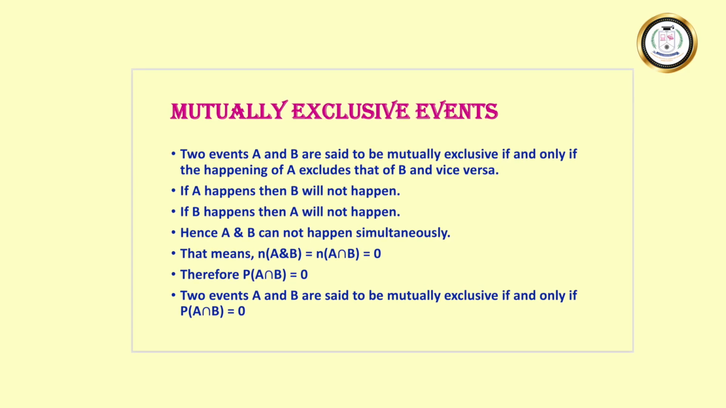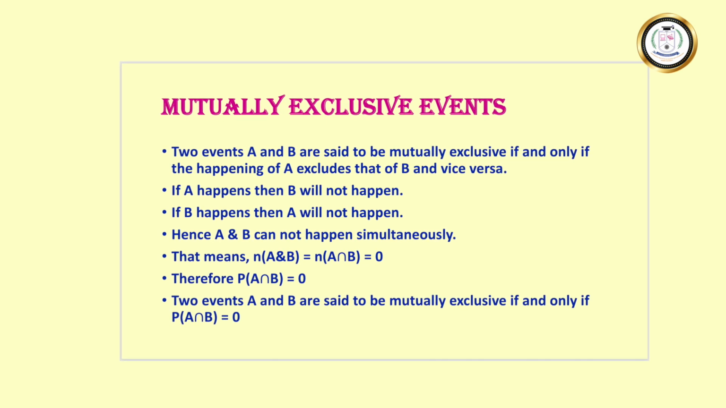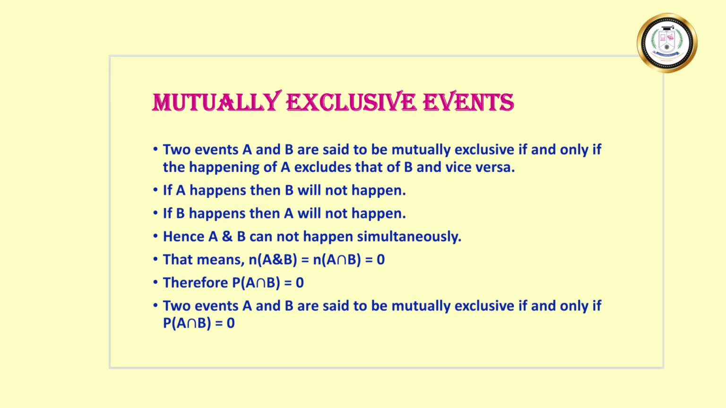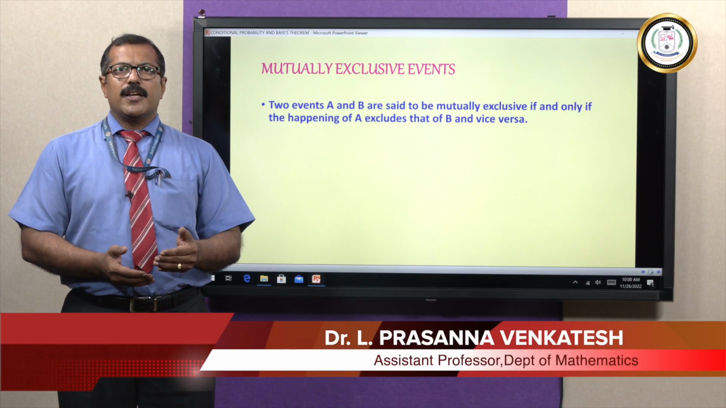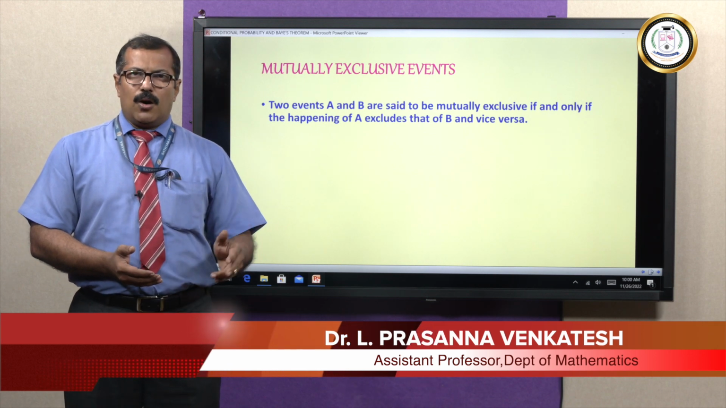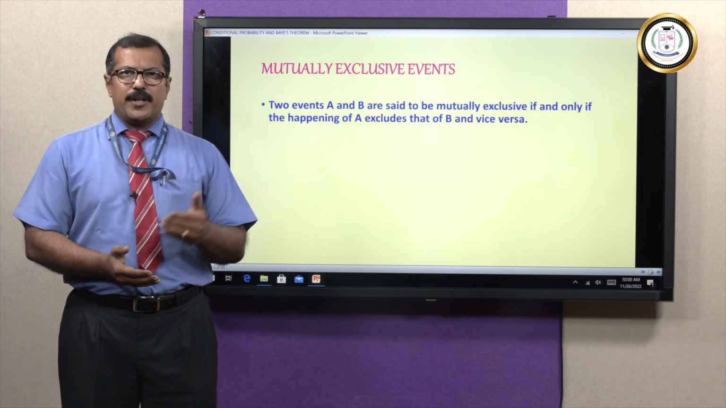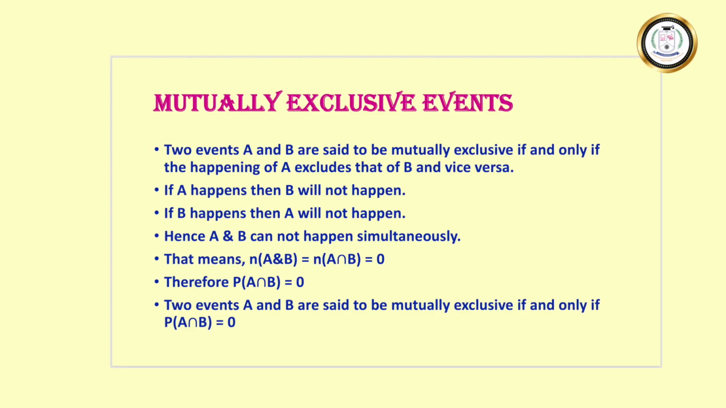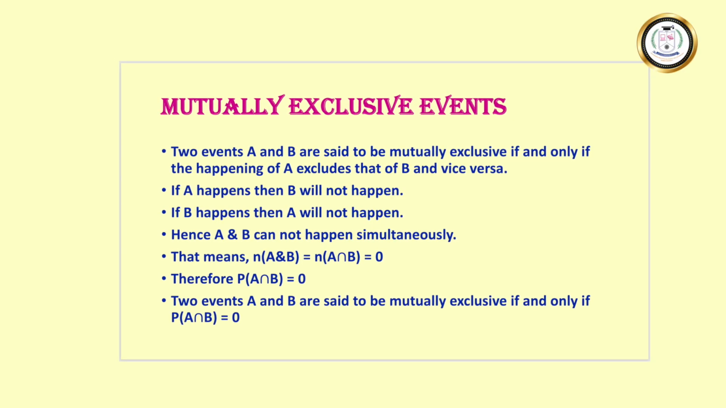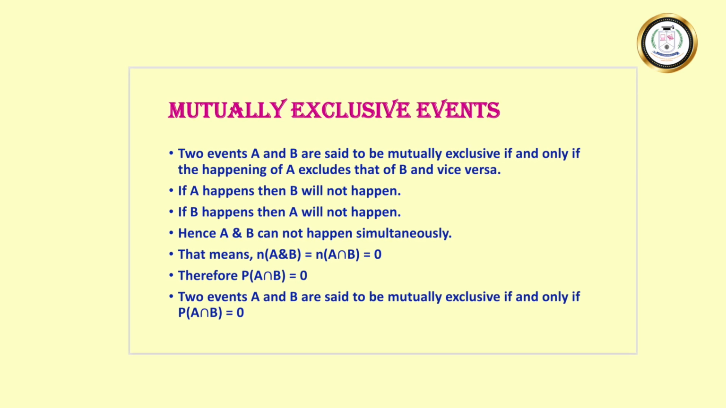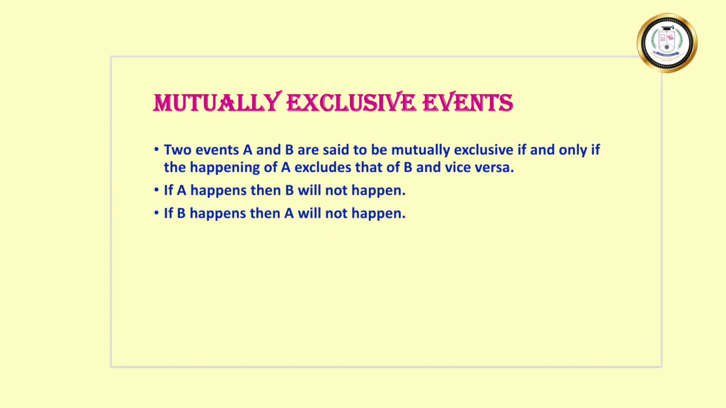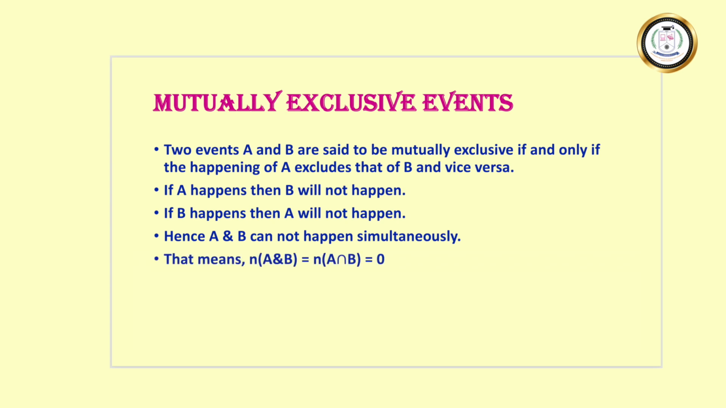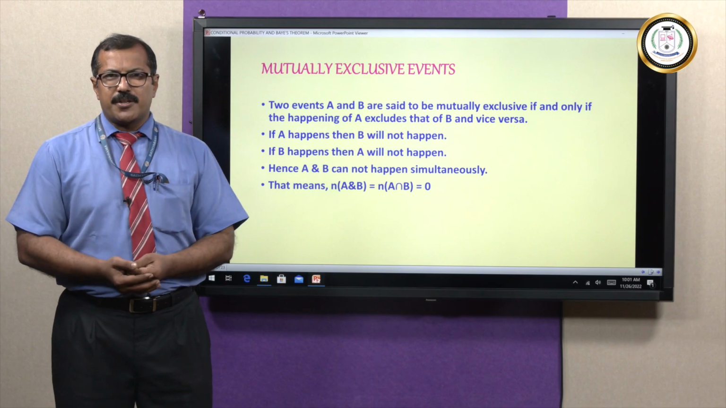So, if we consider A and B as two events of a random experiment, they are said to be mutually exclusive if happening of A will avoid happening of B or happening of B will avoid happening of A. In that case, what will happen? Suppose A happens, then B will not happen. If B happens, A will not happen. It means A and B simultaneously cannot occur. So we can say the number of possibilities in which A and B occur simultaneously is 0. N of A intersection B is 0.